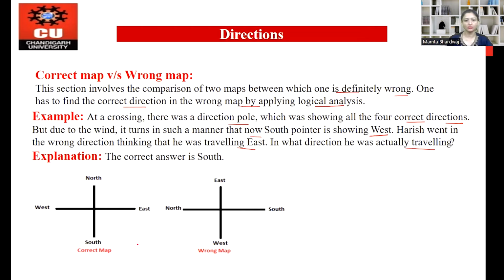Now the south pointer shows west. So if this shows west, the opposite of west becomes east, and north, and here it is south. Now if he is going in the east direction, as he is assuming, but due to this incorrect map, in what direction was he actually traveling? So he was actually traveling in the south direction, because in the correct map, this is south.